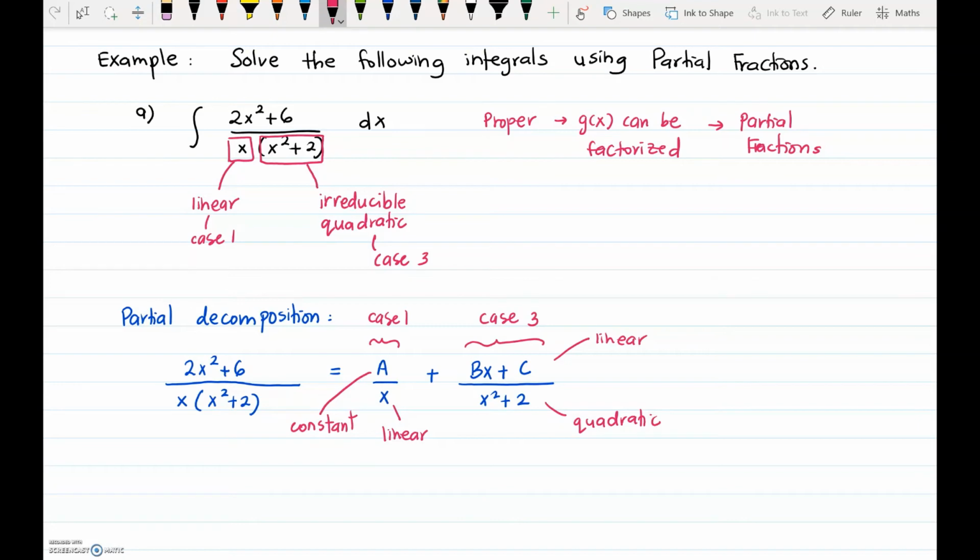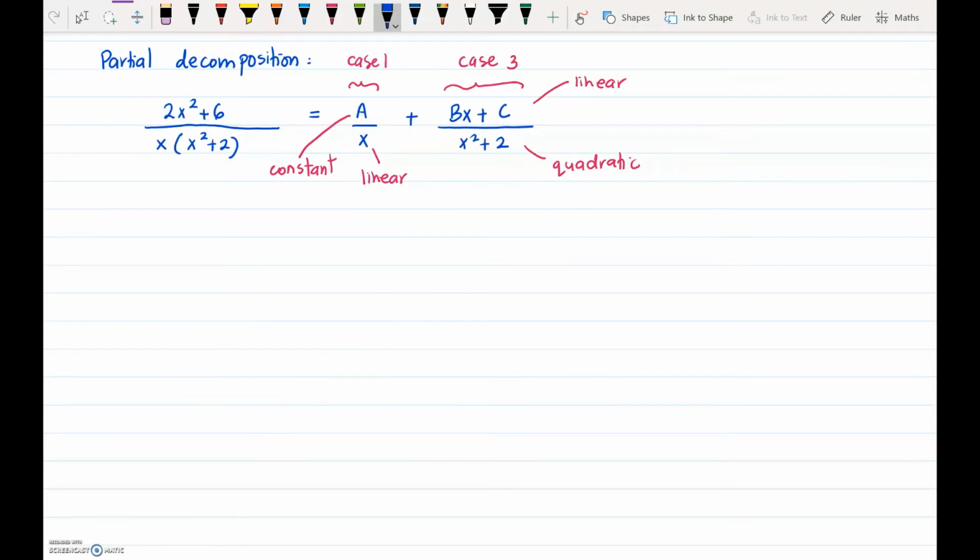Okay guys, let's continue with the next step. Next step, we will write the equal denominator on your left hand side and right hand side. So we have x squared plus 2, so your numerator here is 2x plus 6, and your denominator for the right hand side will also be x squared plus 2.